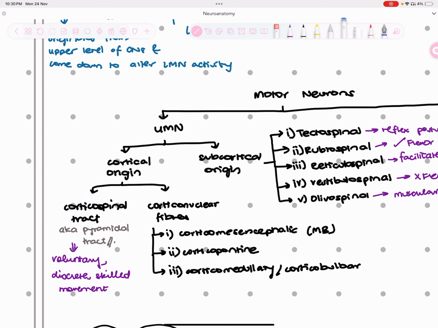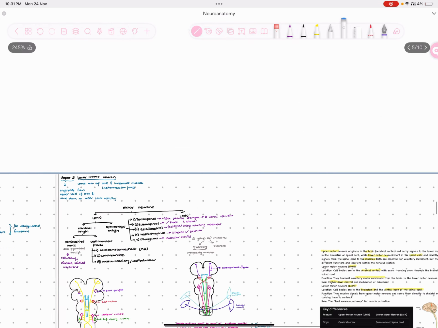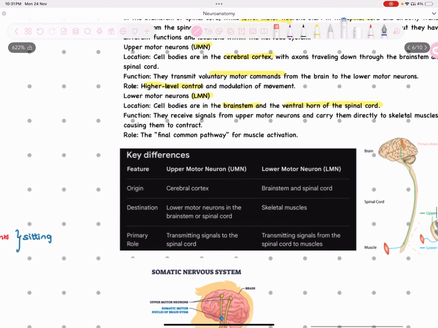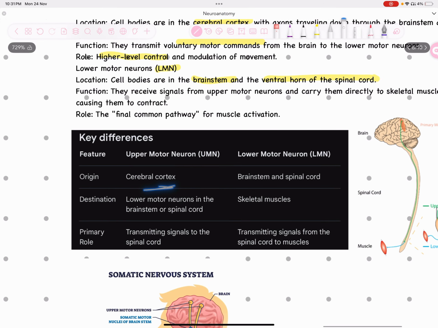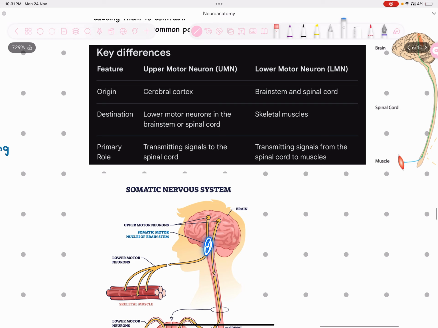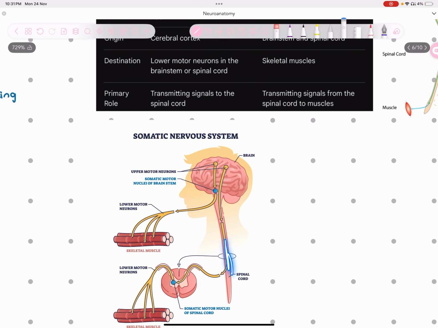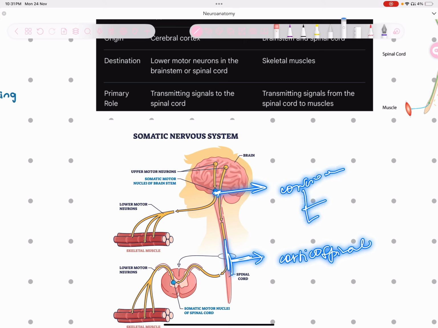The corticospinal tract is also known as the pyramidal tract. So these are going to terminate at the level of the spinal cord. Corticonuclear fibers are going to terminate in the brainstem. Remember when we said that it begins in the cortex, but it is going to terminate either at the brainstem or the spinal cord. So if it terminates at the spinal cord, that is the corticospinal tract. And if it terminates somewhere in the brainstem, that's corticonuclear. And corticonuclear is further divided into three.